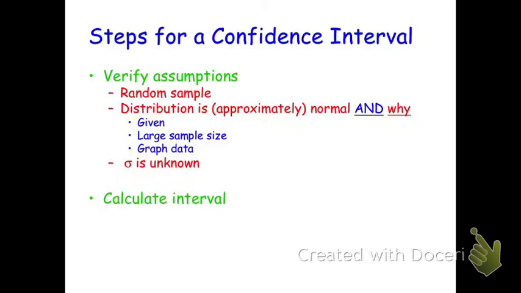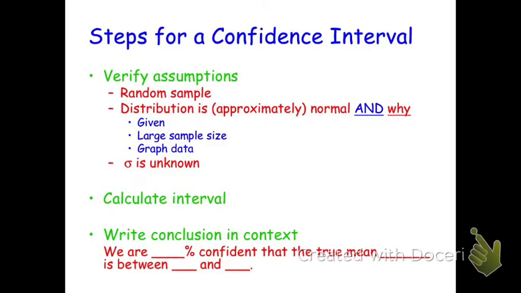Why do we have a formula for it first off? It's the sampling distribution formula. It's known in a sampling distribution. That's what we're doing right now. Sigma is not known for a confidence interval. Then calculate the interval and write the conclusion in context. That was a sampling distribution. This is for confidence intervals.